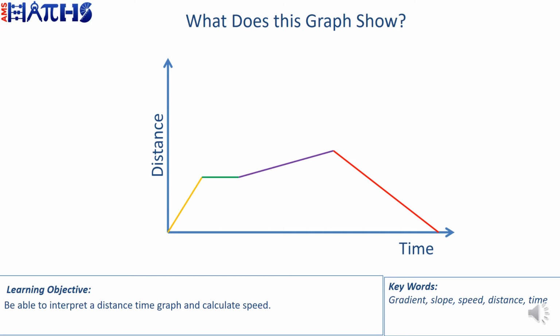Here we have a distance time graph where each part on the distance time graph has a different color. Now, this distance time graph is representing an object's journey. Now, can you tell what is happening at each part on the graph?